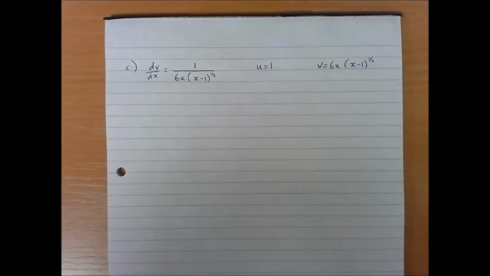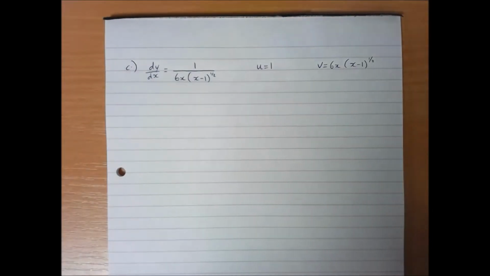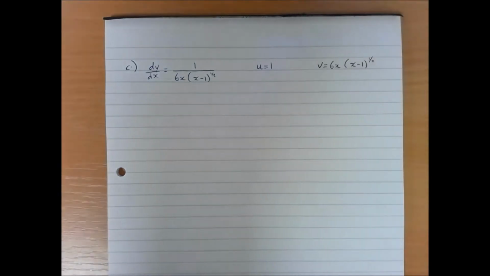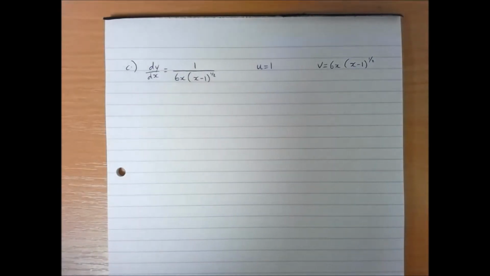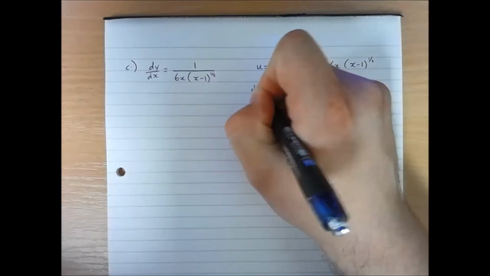In part C, I've been asked to find an expression for d2y/dx squared in terms of x, giving my answer in its simplest form. For this question, I'm going to have to use the quotient rule. I set my numerator as u and my denominator as v. So u equals 1 and v equals 6x (x minus 1) to the power of a half. I need to differentiate each of these terms.